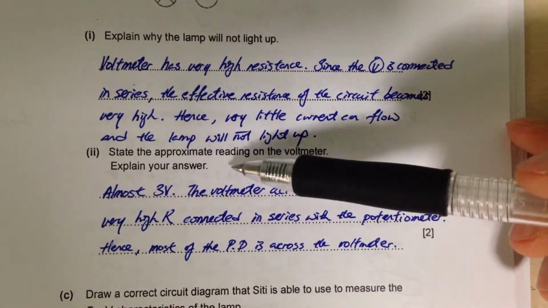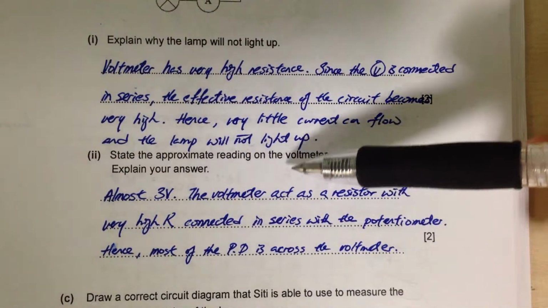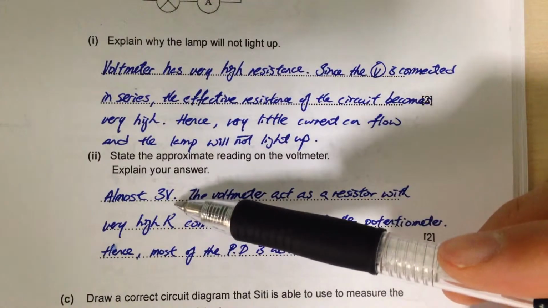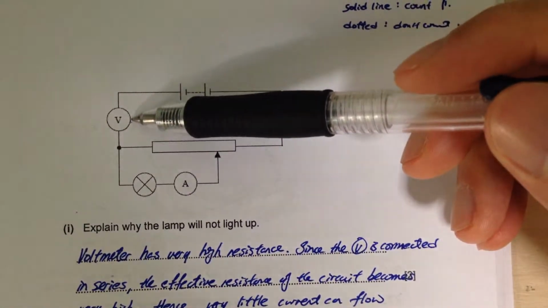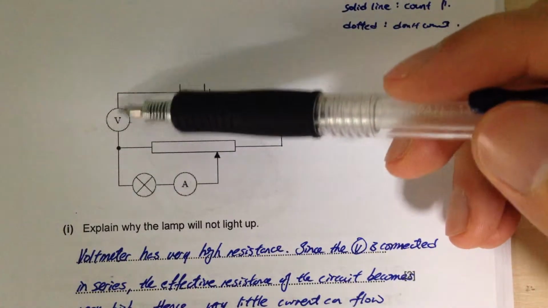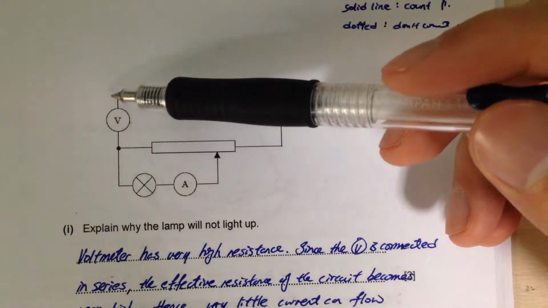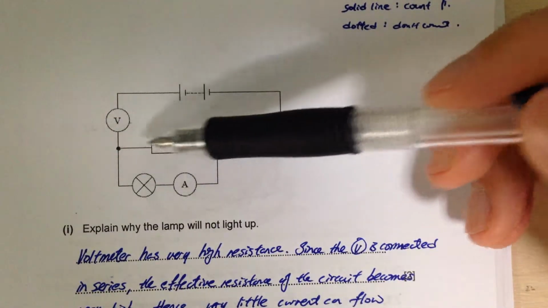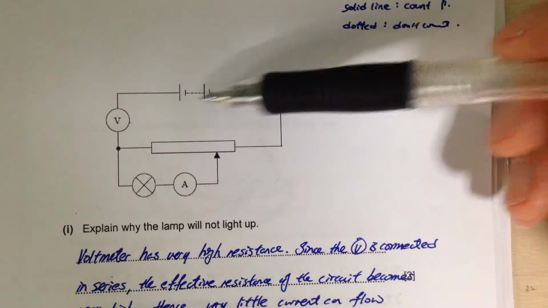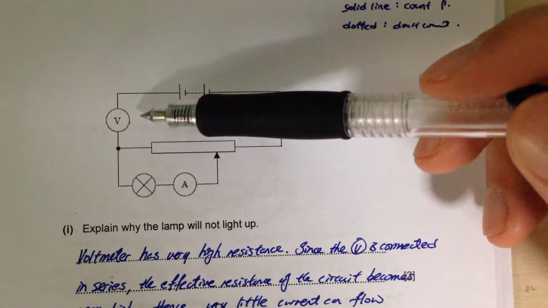Okay, then after that in part 2, state the approximate reading on the voltmeter. So it should be almost 3 volt. The reason why is because, like I said, you can treat this voltmeter, since it is connected in series, to be a resistor. And because just now I have already said that the resistance of a voltmeter is very high, and since they are in series the EMF is being shared, right?